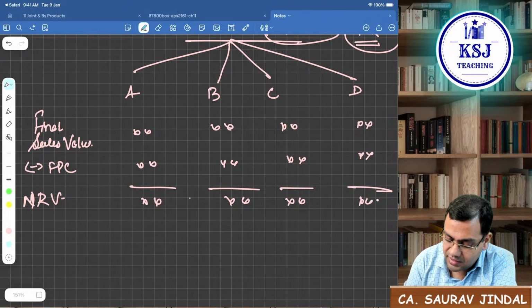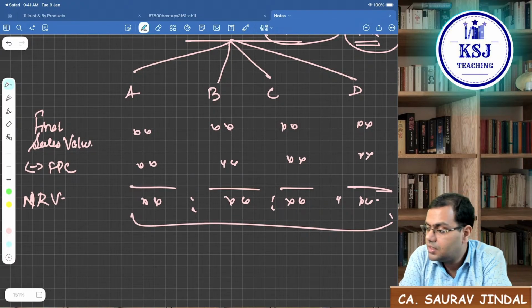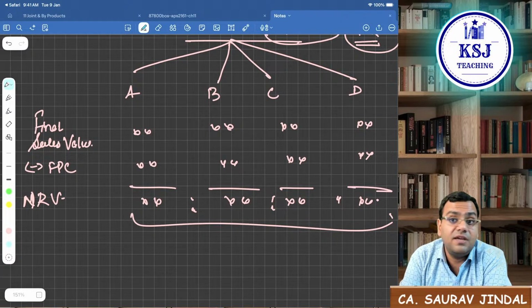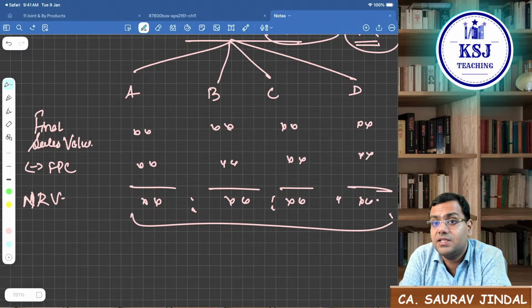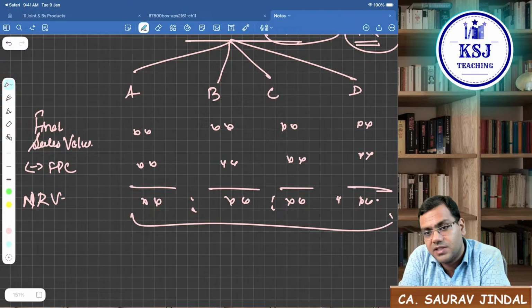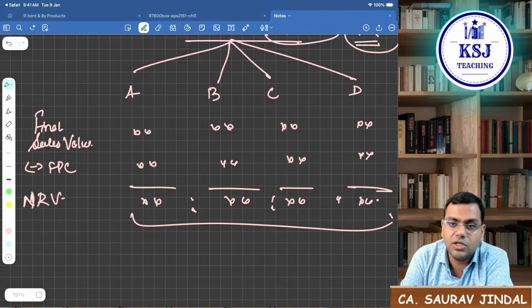So in this ratio you will distribute your joint cost. Clear? In the ratio of NRV, you have to distribute your joint cost, and first you will calculate the NRV, final sales value minus FPC. If there is no FPC, then whatever is the sales value at split off point will be your final sales value. That will be your ratio of NRV. In this ratio, you will distribute your joint cost.